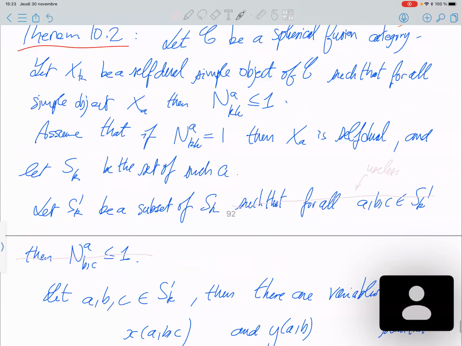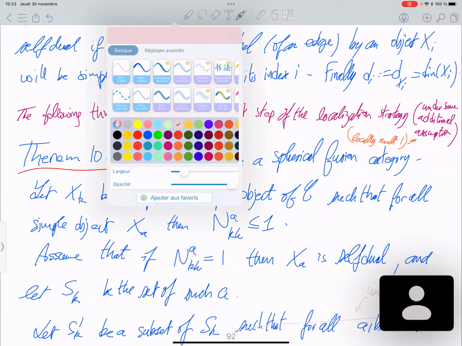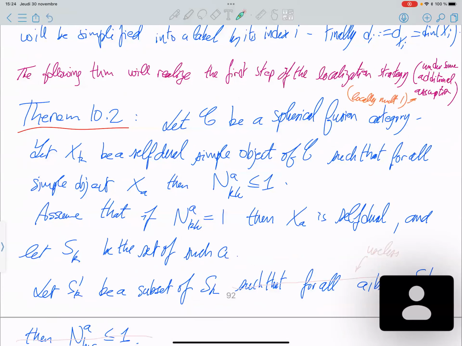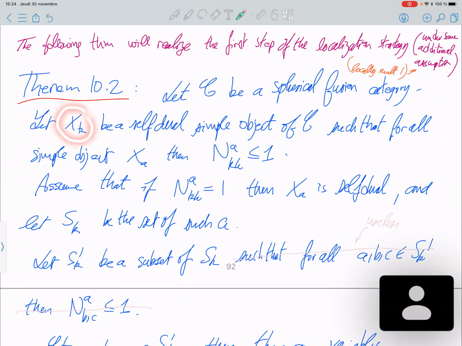So you have SK. Let me recall briefly the statement. You consider a spherical fusion category. You consider a self-dual simple object such that when you make the tensor square of this object, every simple object appears with multiplicity at most 1. So we need a self-dual object with this multiplicity 1 property. And then every component, the index of every component in this square, make this set SK. So SK is a set of indices for every simple object which is a component of X tensor square.